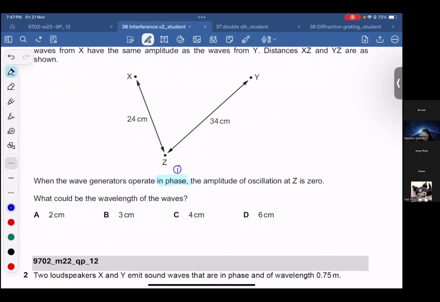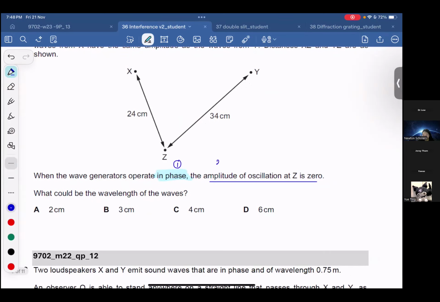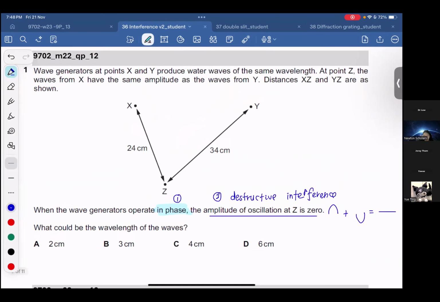Next, the amplitude of oscillation at Z is 0. When they come here, there is a wave like this, and another wave like this comes here. When they meet at Z, the amplitude becomes 0. So the second thing we can determine is that this is destructive interference. Amplitude becomes 0, so a crest meets a trough and at the end they get 0. They told you the same amplitude, so they can cancel out and become 0.